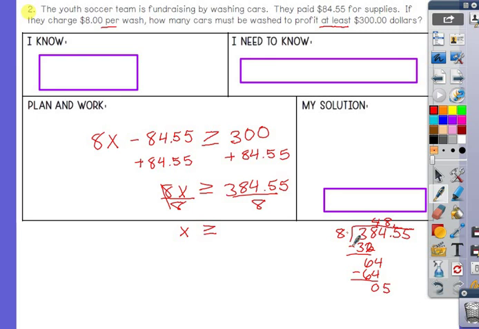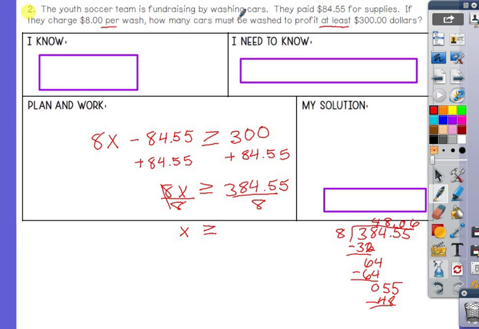Bring down my 5. Can 8 go into 5? No. Put a 0. Bring down my 5. 8 into 55. 6. That gives me 48. Okay, I'm going to kind of stop there because I really don't need the decimals.